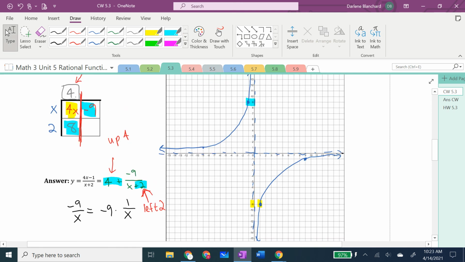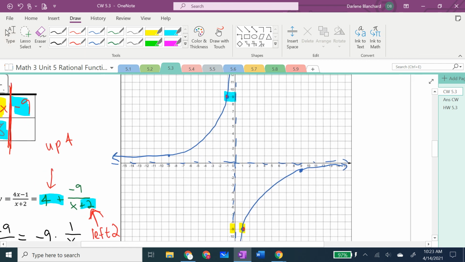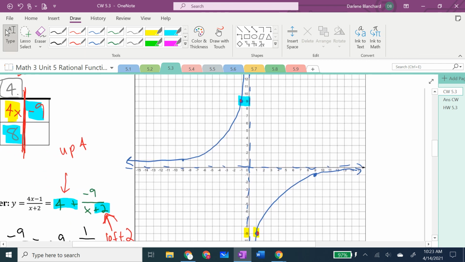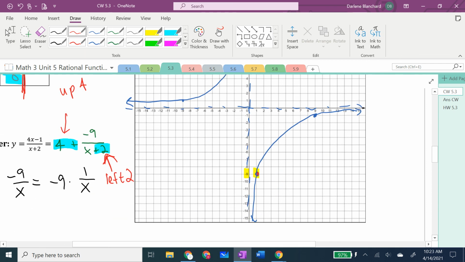So I expect you to take these 2 points and do that movement. If you want more accuracy, you can work with the other pair of points, but grading-wise, I'm not going to push it. So up 4, left 2. Up 4, doot, doot, doot, doot, left 2, boop, boop. And then up 4, doot, doot, doot, doot, left 2, boop, boop.